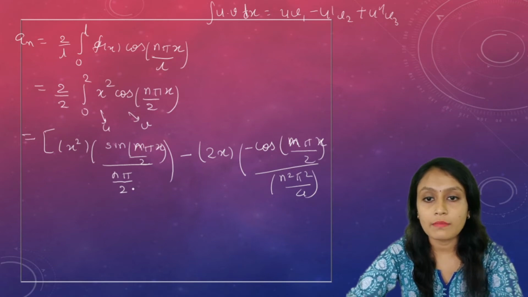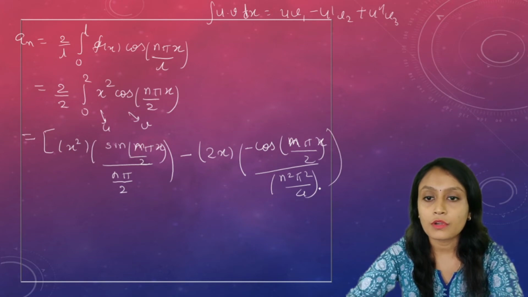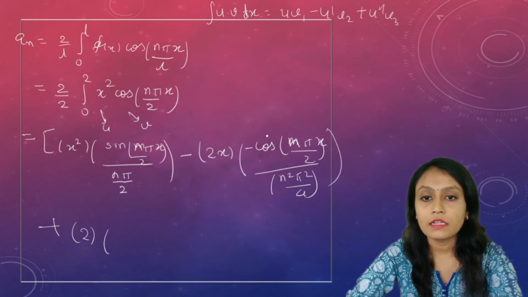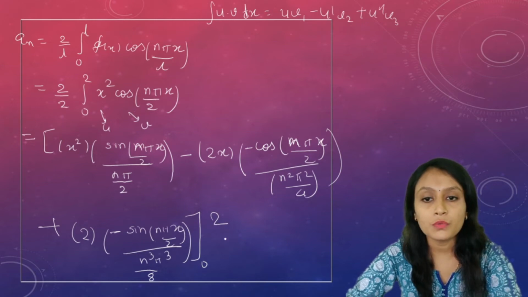We have one n pi by 2 and another n pi by 2, so it will become n square pi square by 4. Okay, so lastly plus. Now again we have to take the derivative of 2x, so that is 2, and the integration of cos(n pi x / 2) is minus as it is, so here we have sin(n pi x / 2) upon n cube pi cube upon 8. Okay, and the limit is 0 to 2.